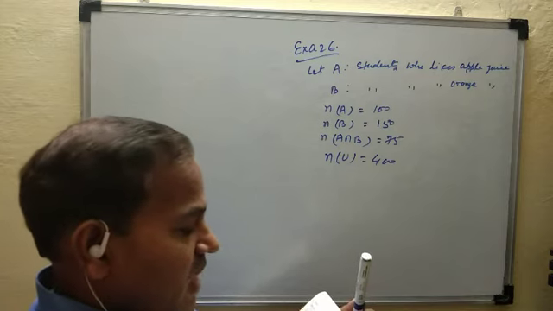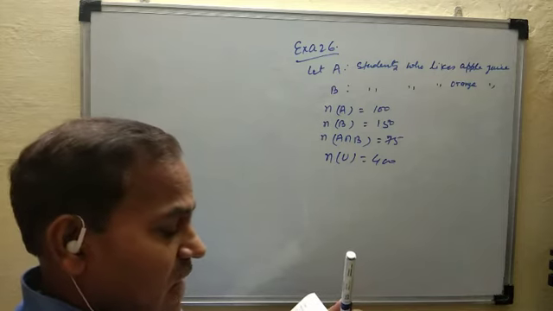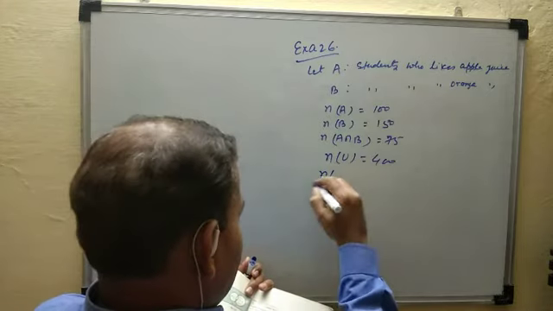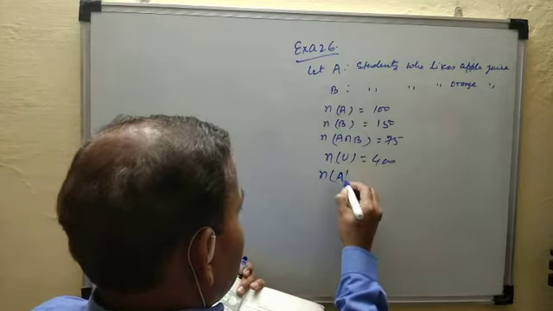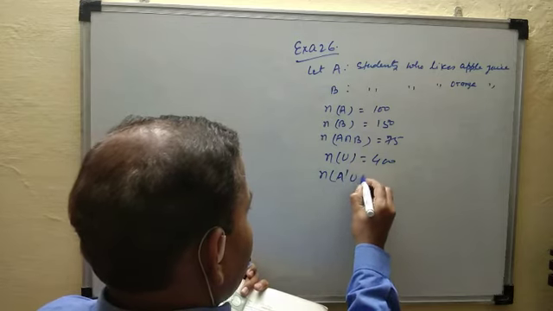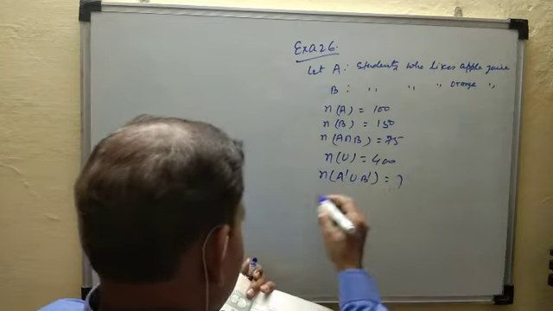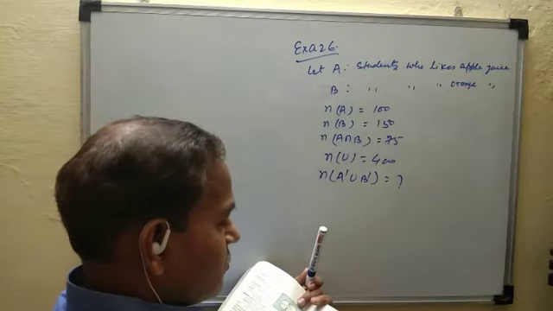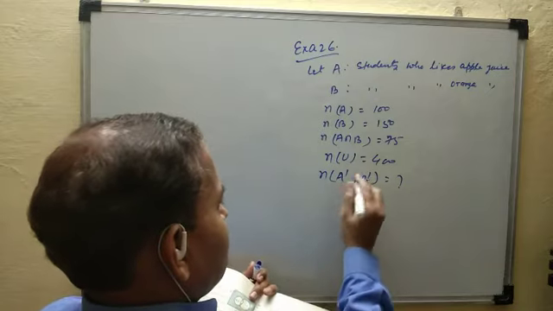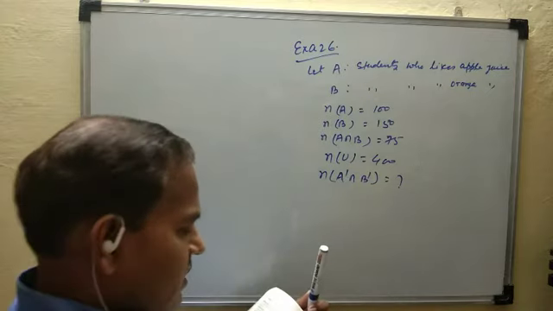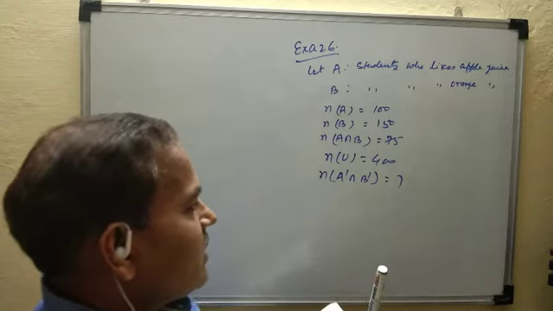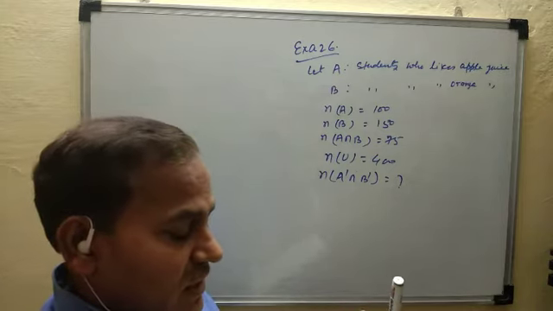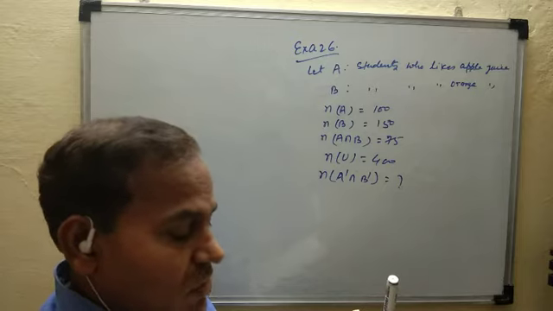Here we find how many students were taking neither apple juice nor orange juice, that is, neither A, that is A dash, nor B, that is B dash. Sorry, it is and, that is the intersection. So here we find the number of A dash intersection B dash.